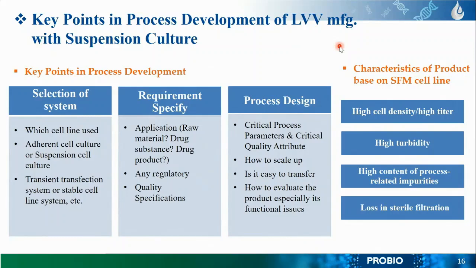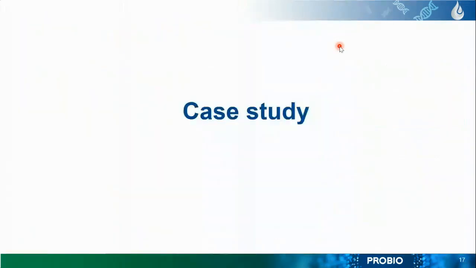The crucial parameters, I would say, and then for the scaling up and how it's going to be transferred, how will be the titer, and what will be the cell density, and how are you going to control your turbidity, and how are you going to reduce your impurities, and what plan do you have when it comes to sterile filtration. You're going to lose a lot of virus in that process.